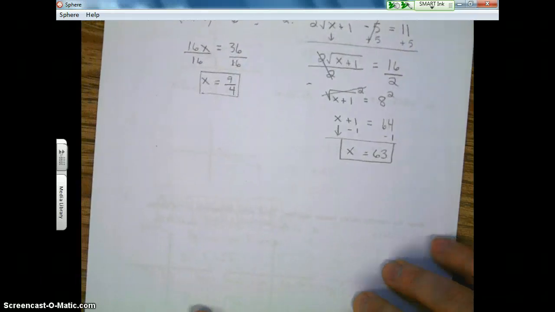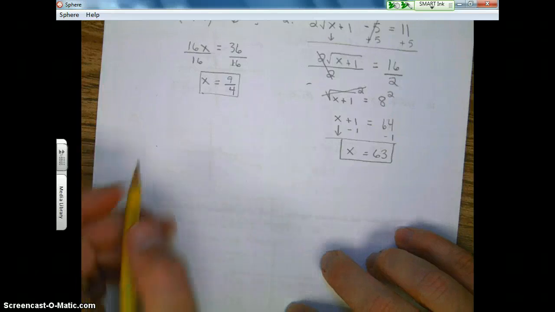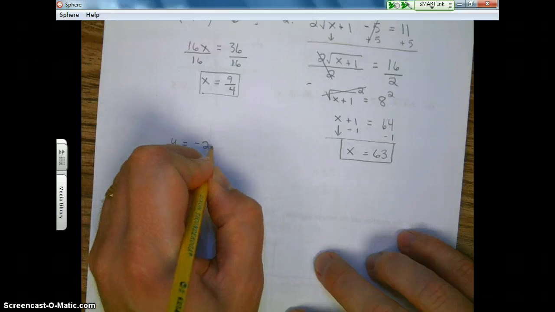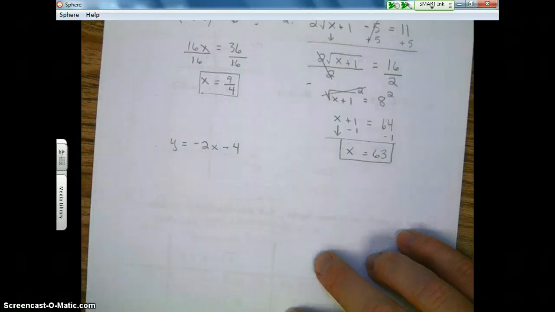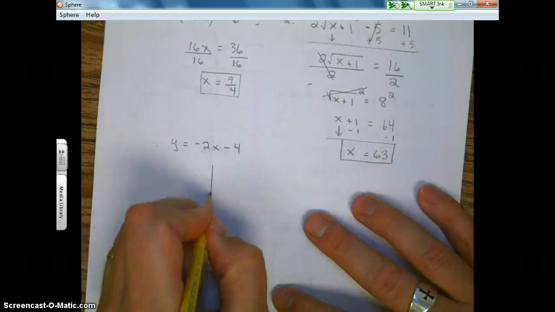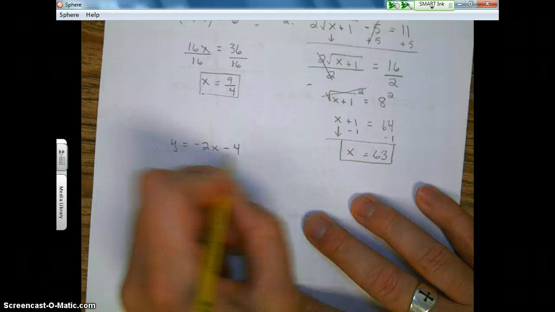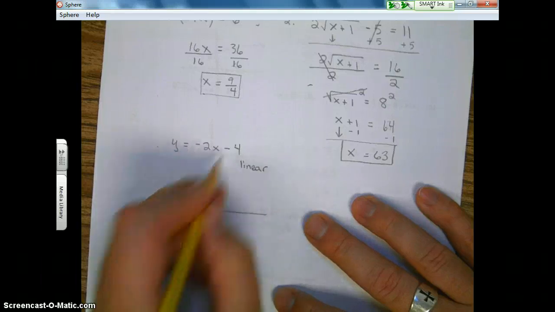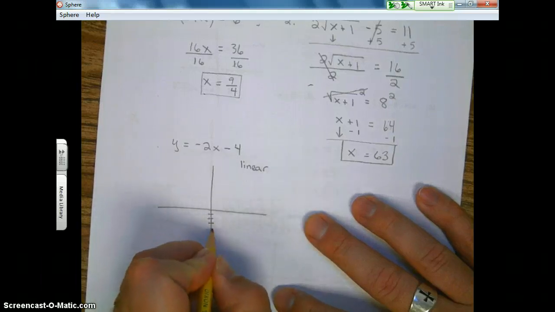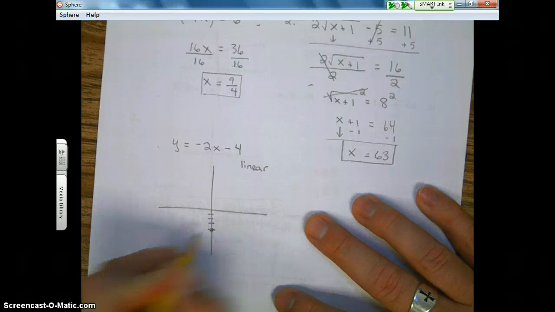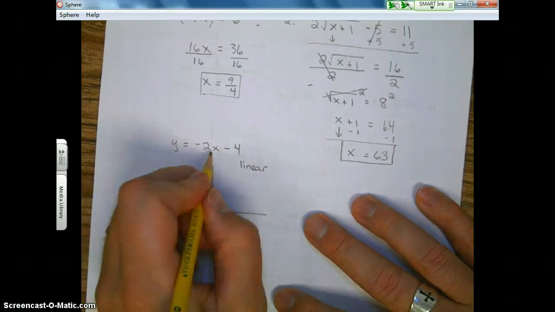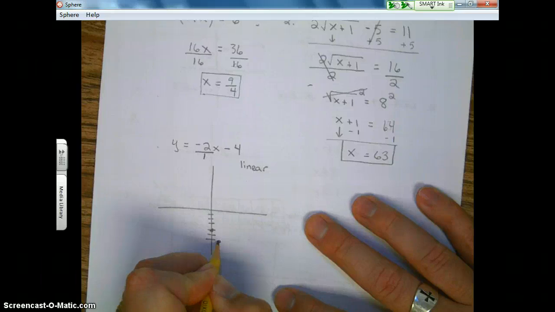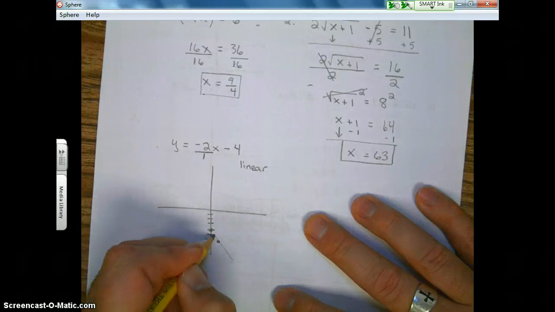Okay, now let's take a look at some inverses. Let's start off with a linear. Okay, so if I wanted to graph this, first of all, we have linear here as the type. We're going to go to the y-intercept of -4, and that's our starting point right there. The slope is -2 over 1, so we're going to go down 2, right 1. Okay, so we're going to get our line.